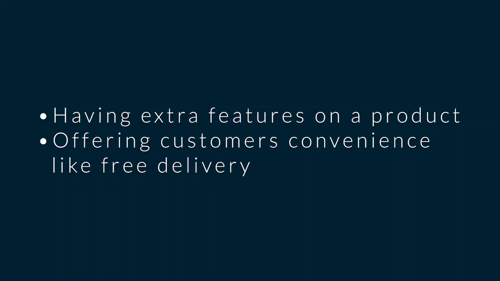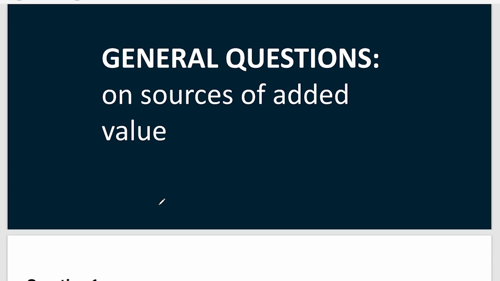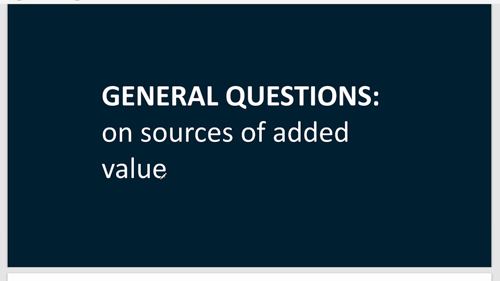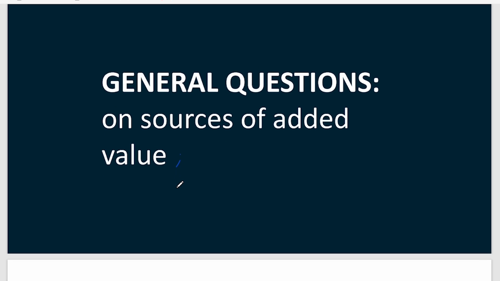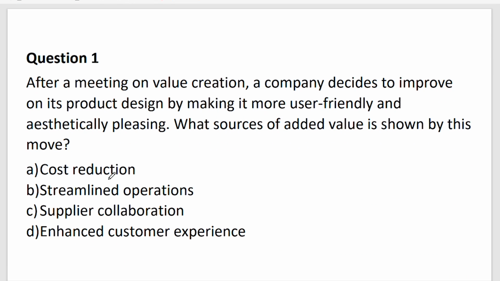You can have questions testing you on things like having extra features on a product, or offering customers convenience like free delivery. All those are just examples of value addition. So in addition to testing, do you know what value is? Do you know what value addition is? Or even added value? They can actually test you on specific examples of value addition or added value. So in that case, you could end up with questions that look like this. These are general questions on sources of added value. And for example, question 1.